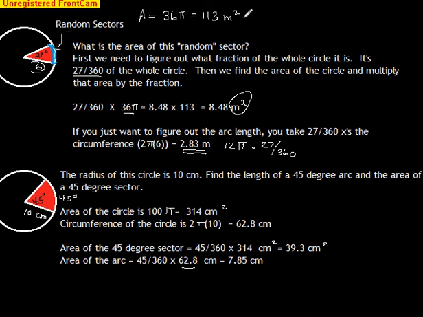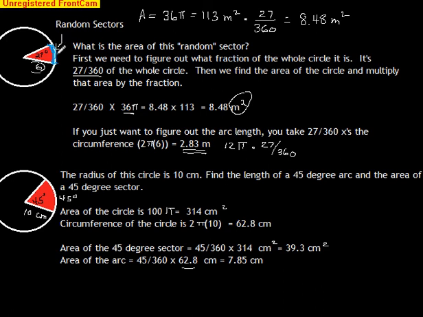To figure out the fractional part, remember how we did it with the 90 degrees? You would take 27 over 360, since the total degrees of a circle is 360 degrees. If we multiply that together on our calculator, we would get 8.48 meters squared. So to find areas of sectors, all you do is find the area of the circle and multiply it by the fractional part that is colored in.